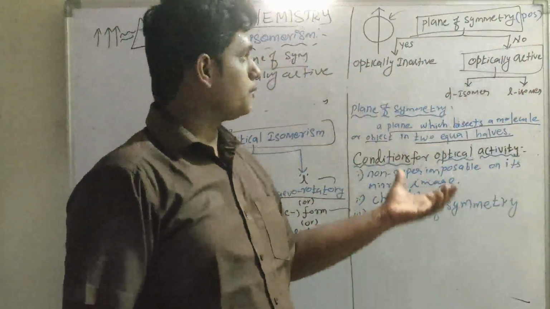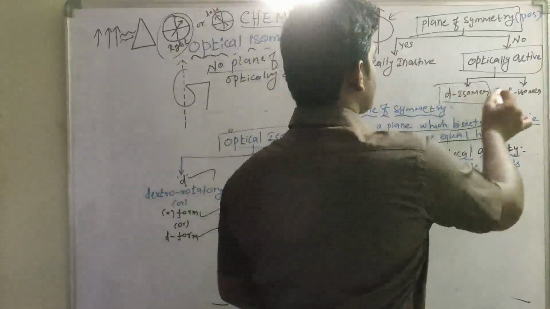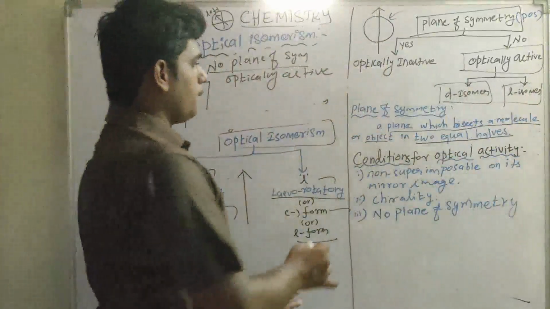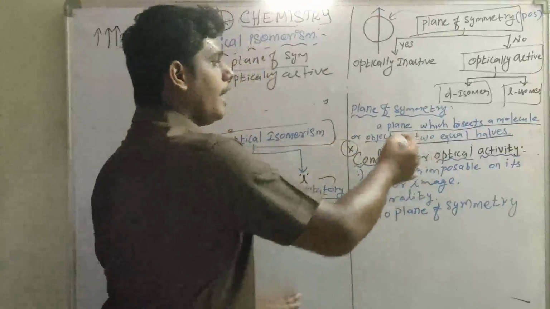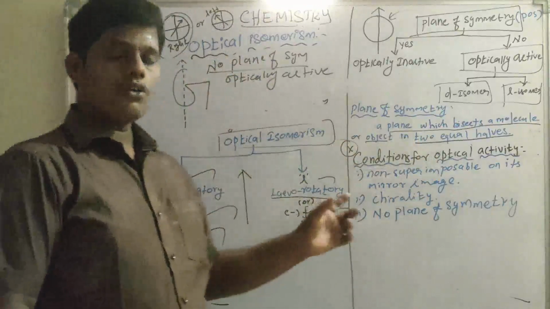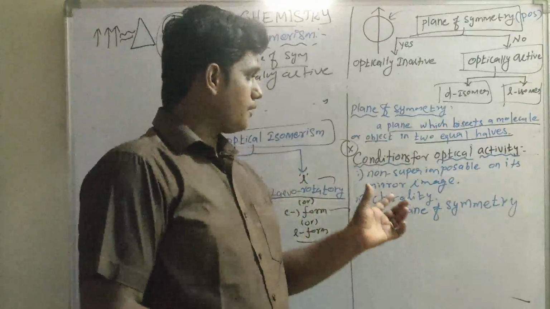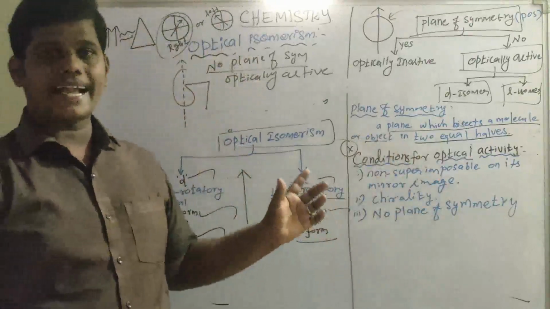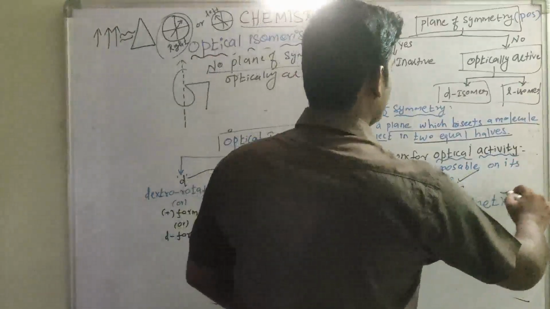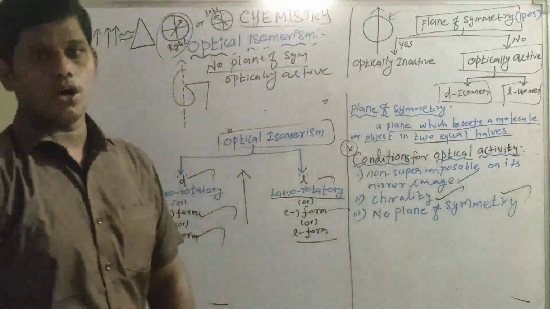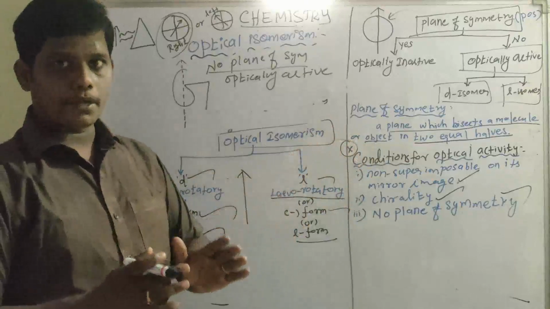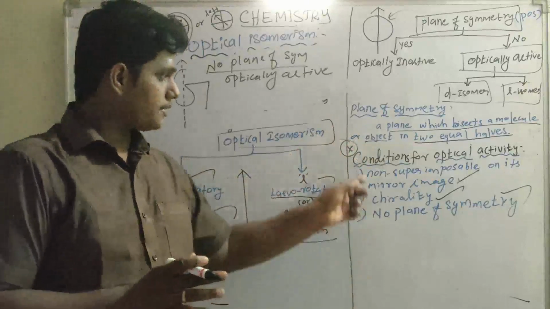This optically active has two types. One is D isomerism, another is L isomerism. Okay. Next, very important, what are the conditions for optical activity or optical isomerism? There are three major conditions. One is a non-superimposable mirror image. It is also called chirality, and also no plane of symmetry. If these three conditions are obeyed, it is called an optically active compound. This is the key point. To know whether a compound is optically active or not, we find out by using these three points.